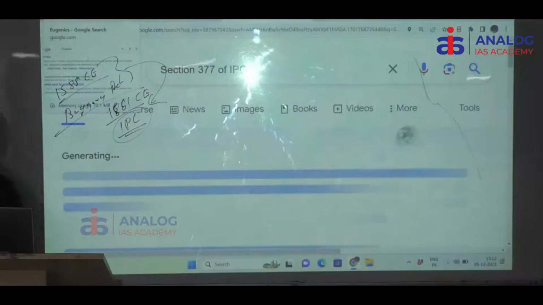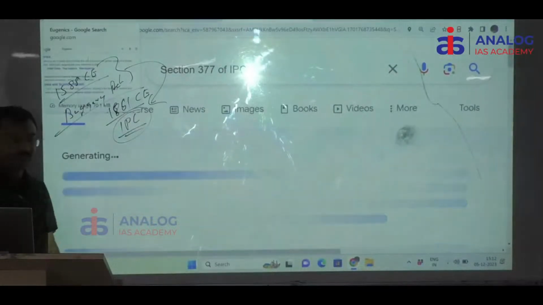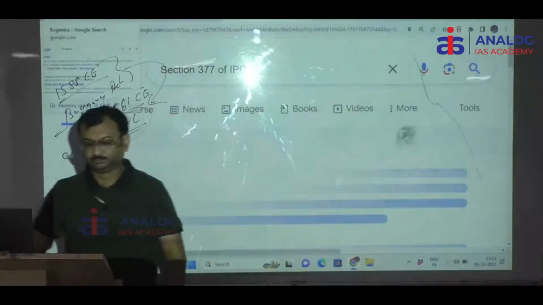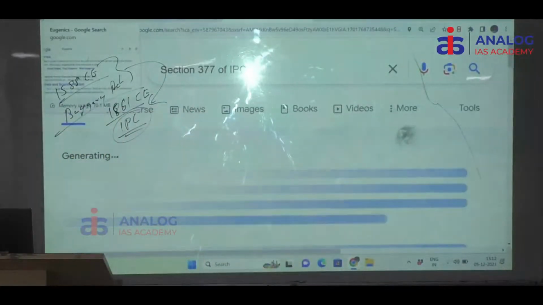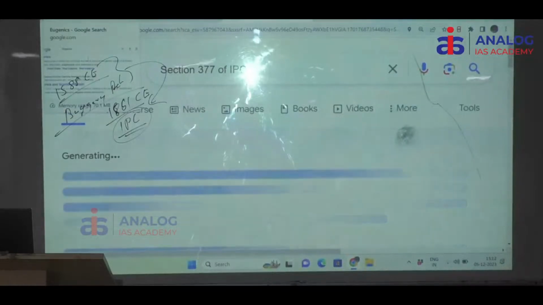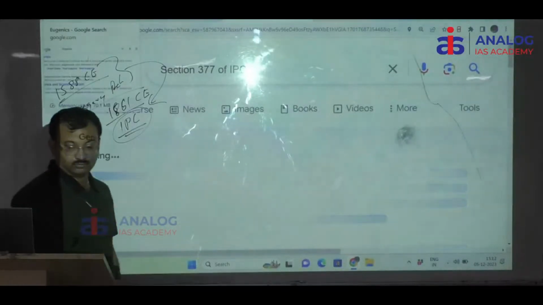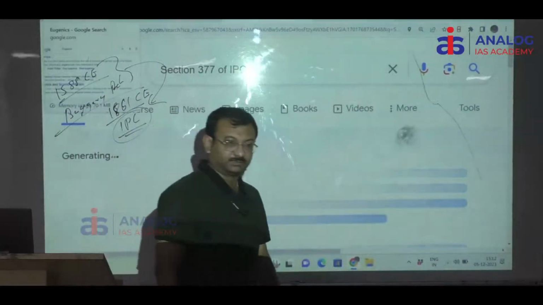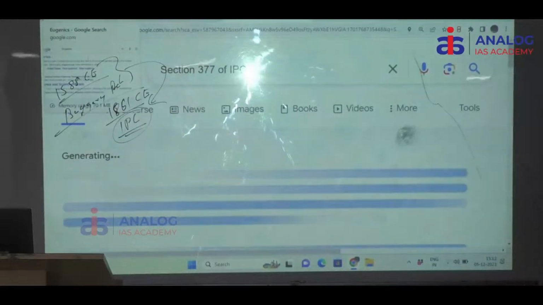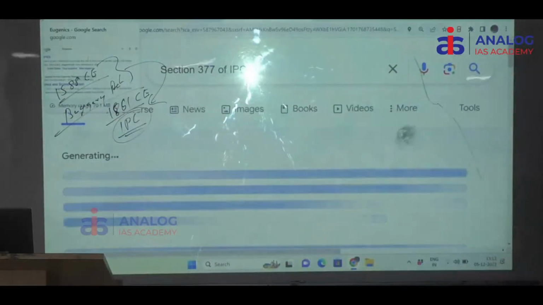Next, number 3. Plurality of causes and intermixture of effects.